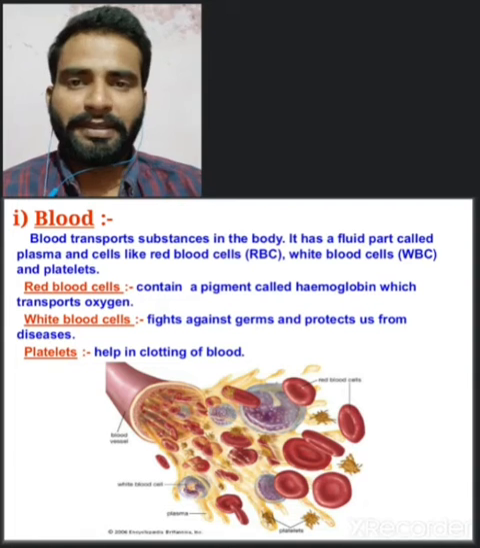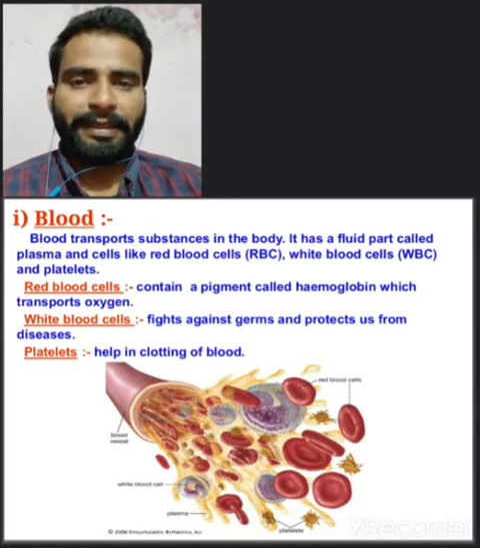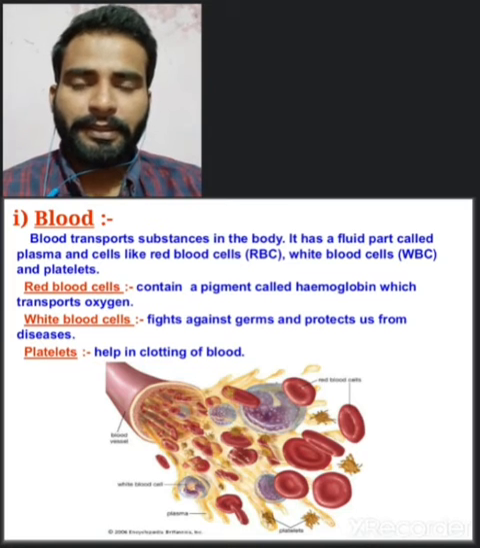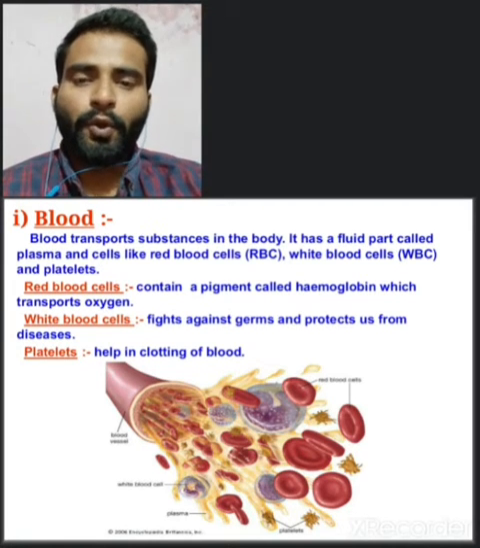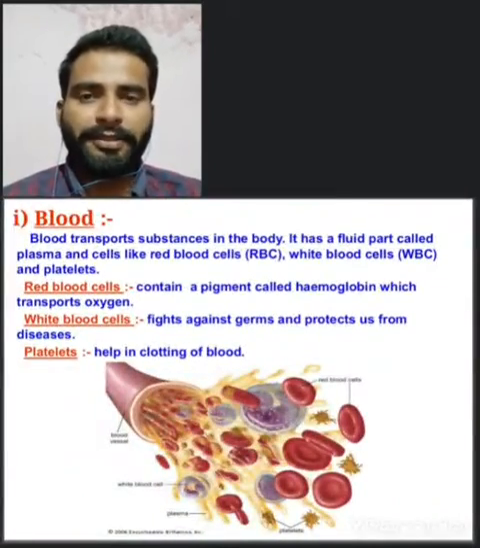The second is the white blood cell, WBC. It is a very, very important thing. It fights against germs and protects us from disease. Platelets help in clotting of blood, that means platelets help to clot the blood. So it is very, very important.